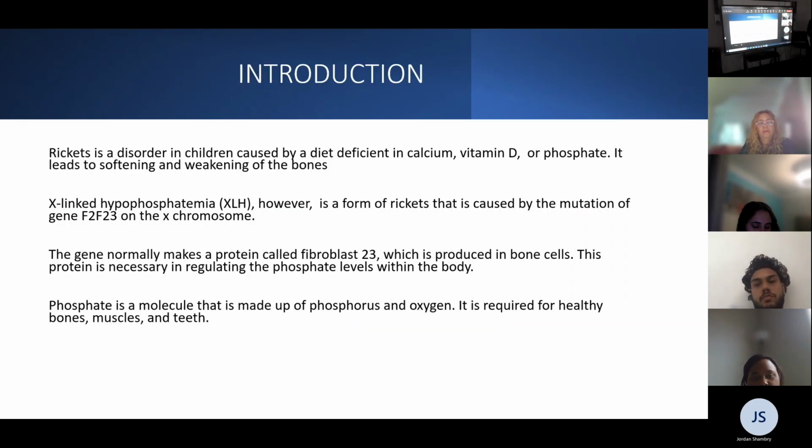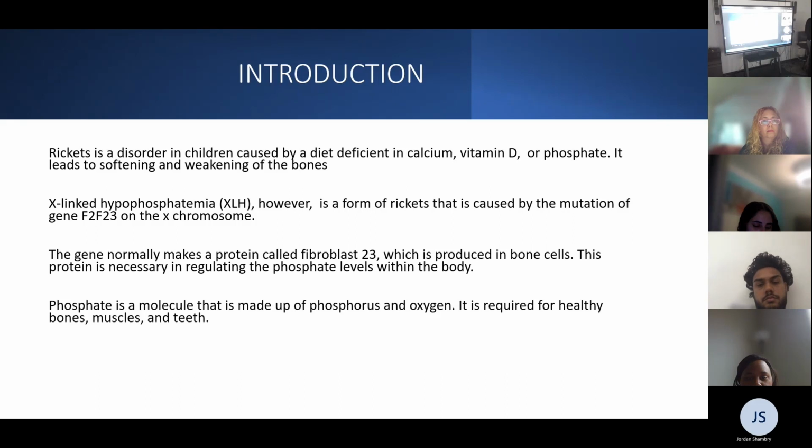Okay, so to begin, rickets is a disorder in children caused by a diet deficient in phosphate, calcium, and vitamin D. It leads to softening and weakening of the bones. X-linked hypophosphatemia, or XLH, is a form of rickets, and it is caused by the mutation of gene FGF23 on the X chromosome. This gene normally makes a protein called fibroblast growth factor 23, which is produced in bone cells. This protein is necessary in regulating the phosphate levels within the body.